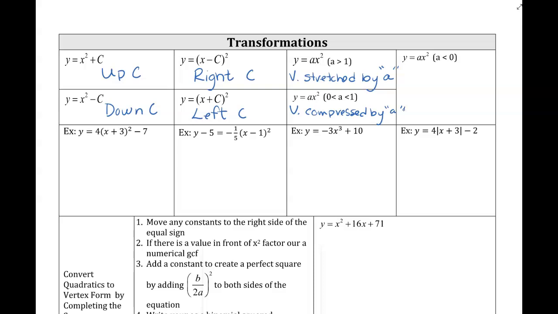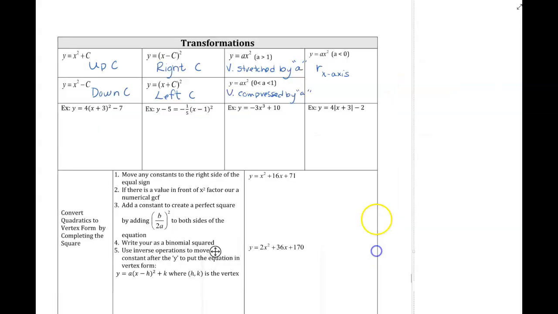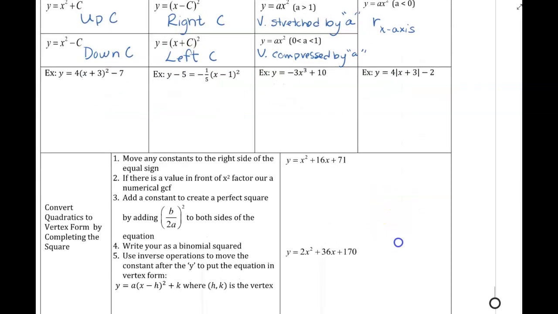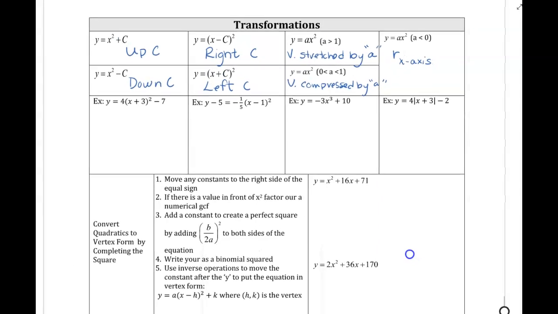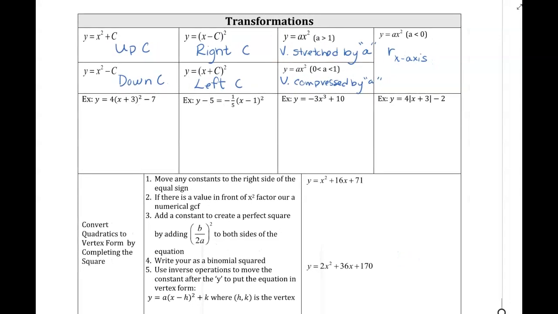If we have a negative out front, so your leading term is less than 0, we say it's reflected over the x-axis, which really just means it was flipped upside down, essentially. So when we look at these examples, we can identify our transformations based on those rules. So this leading 4 out front would tell us that we were vertically stretched by 4.